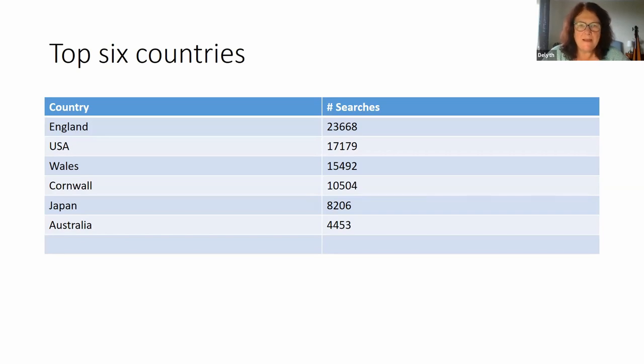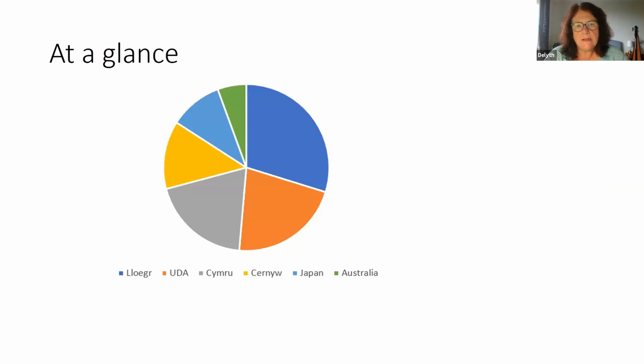But these searches, again, we'd love to analyse them in greater detail. But if you want to see that just as a pictorial representation, that strong blue there is England. The States is the orange, Wales is the grey, Cornwall is the yellow, Japan the light blue, and Australia the green. I should emphasise that doesn't add up to 100%. Those are just the top six countries, but they do make up a sizeable portion of the searches that we have.